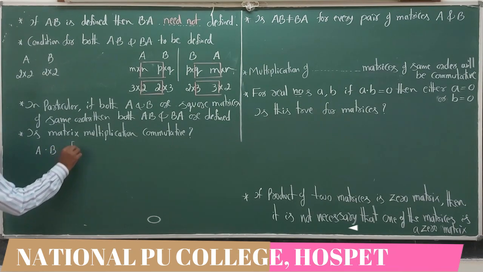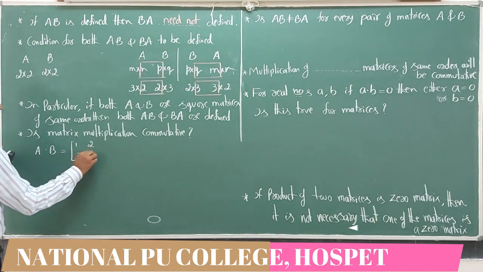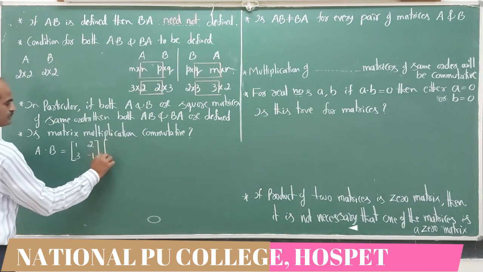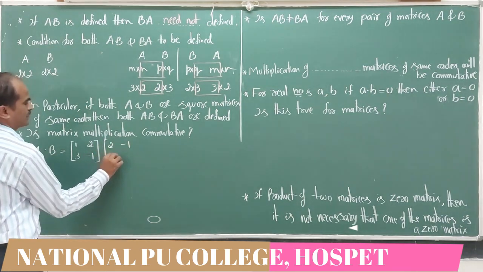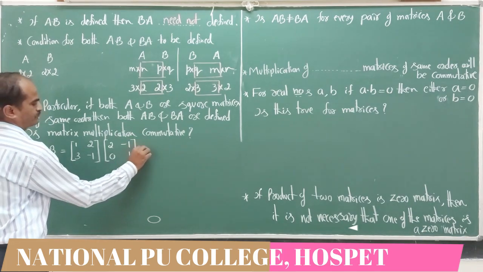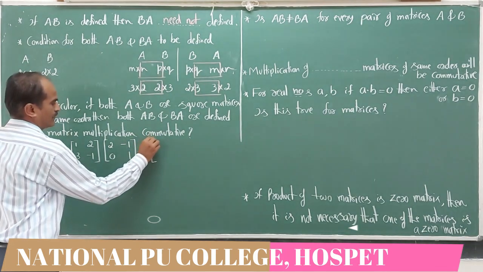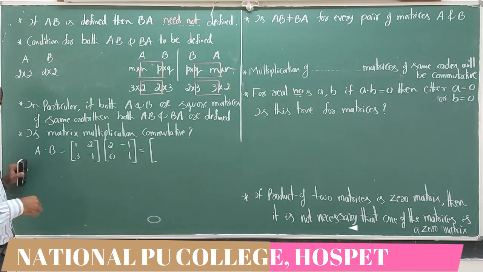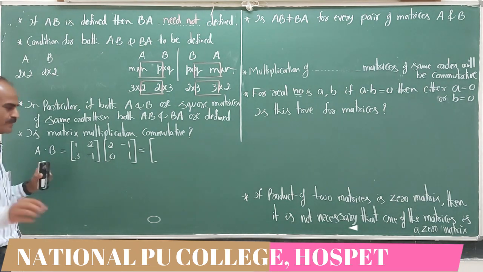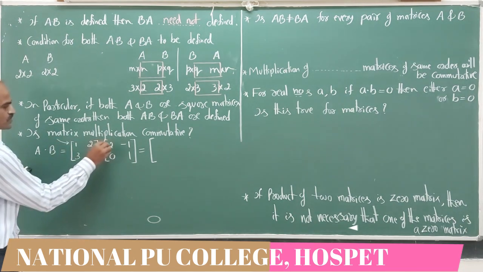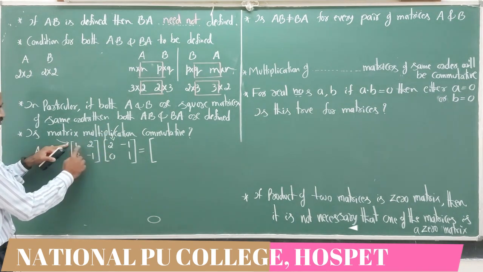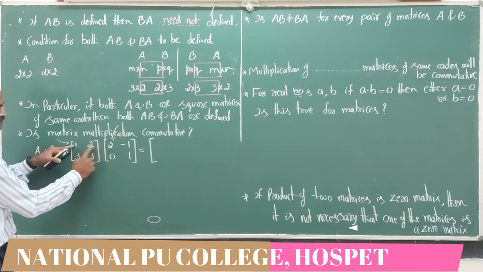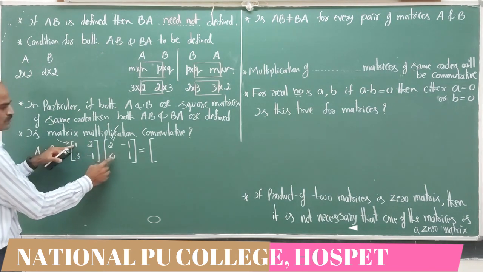Matrix A, say [1, 2; 3, minus 1]. Say B matrix, [2, minus 1; 0, 1]. Let us find the product of these two. You know already how to multiply two matrices. First row, first column: 1, 2 with 2, 0. 1 into 2 plus 2 into 0.